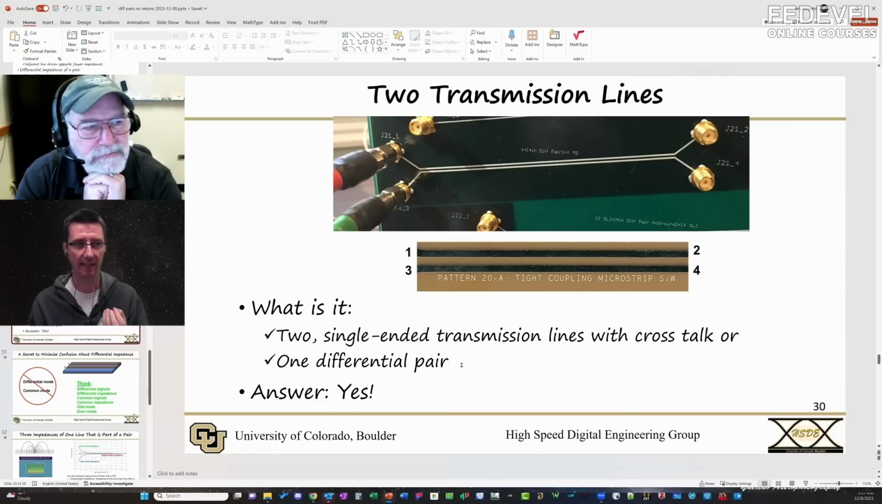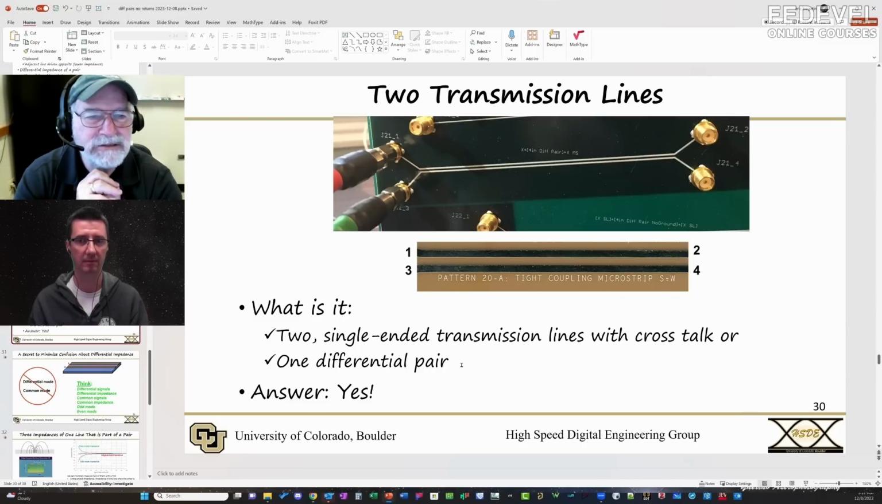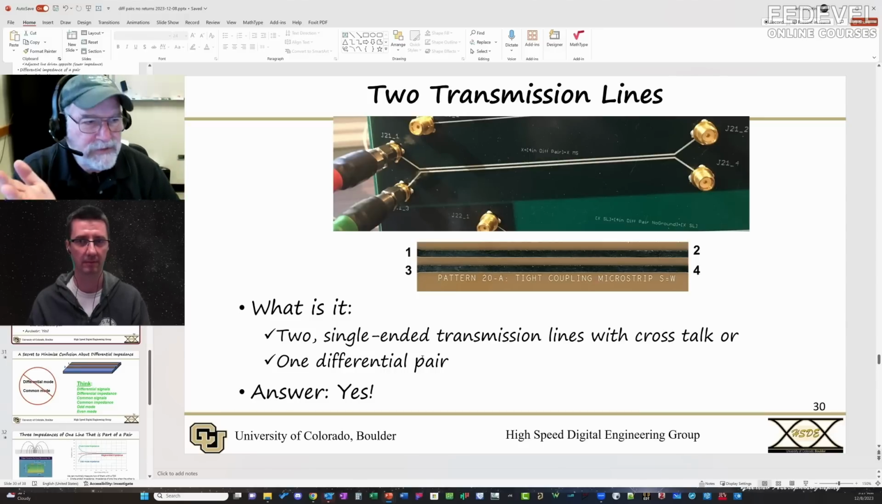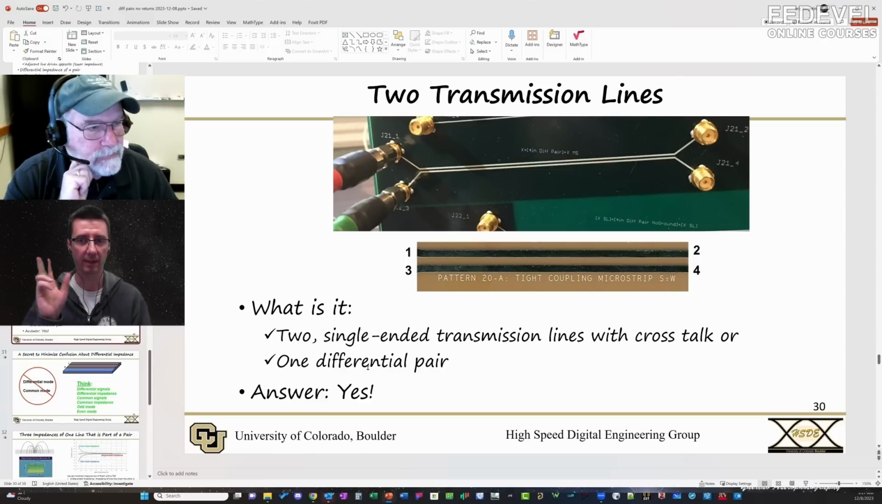So if I understand right, basically it is the same situation, but you can have two different looks at this situation. Yep. Exactly the same transmission lines. I mean, these are literally the same lines. We are looking at them, thinking about them, analyzing them as either two single-ended transmission lines with crosstalk or one differential pair.